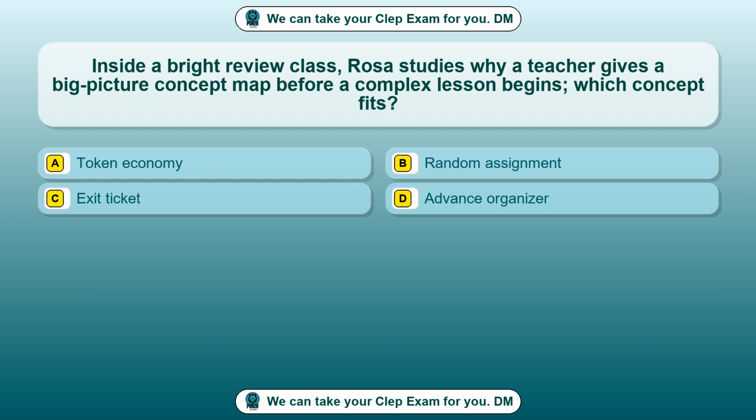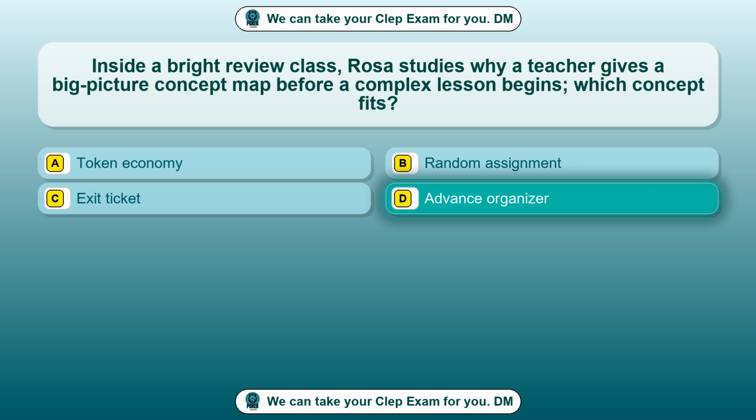Question 43. Inside a Bright Review class, Rosa studies why a teacher gives a big picture concept map before a complex lesson begins. Which concept fits? Option A, token economy. Option B, random assignment. Option C, exit ticket. Option D, advance organizer. The correct answer is option D.